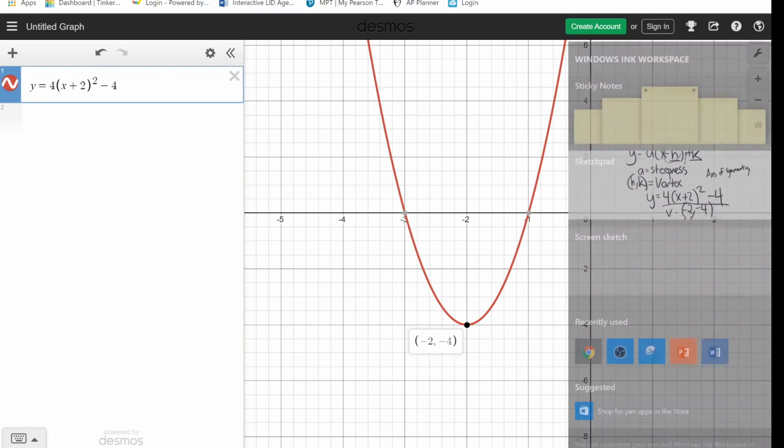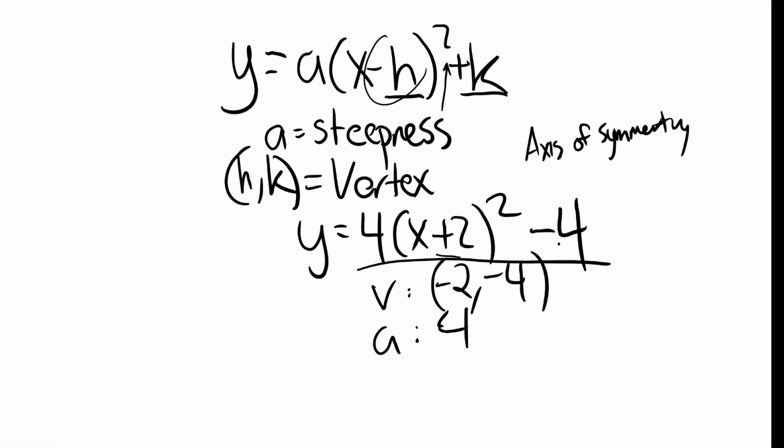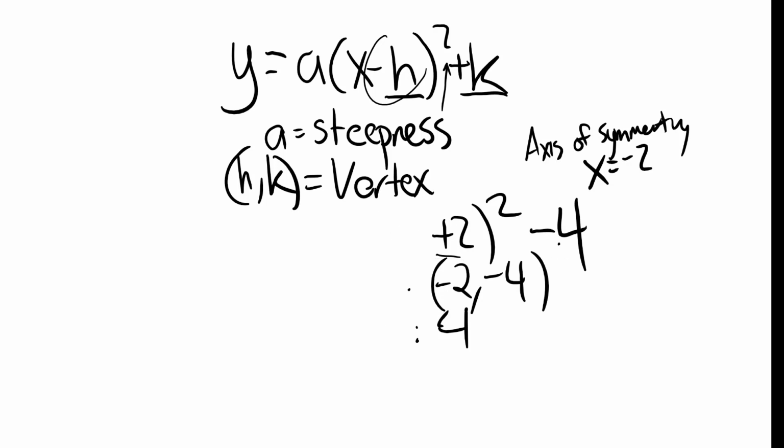If I go back to my problem here, all I need to do for my axis of symmetry is say x equals the x-coordinate of my vertex. So you don't even need to know what the graph is like if you know where the vertex is. So let's try another kind of this question.